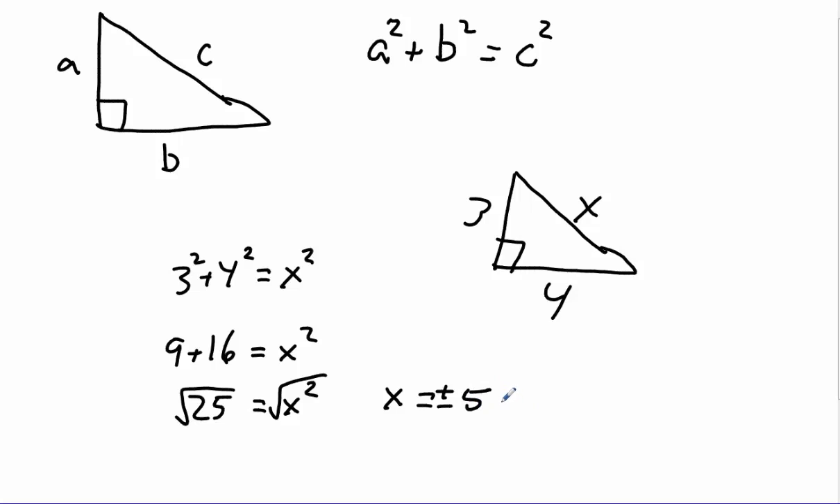Okay, now you guys are going to ask me, we have plus or minus 5, but which one is it? And we all know that dealing with triangles, it's geometry and it's real life and it's distance. You can't have a negative distance, so the only answer we really care about is the positive 5, since a negative 5 cannot be a distance for us. So the hypotenuse here is 5.